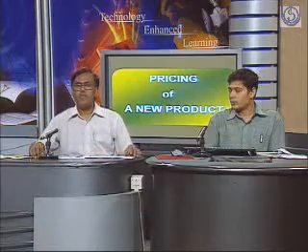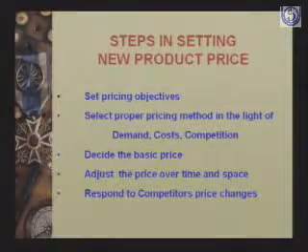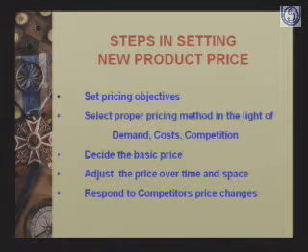So, as I have said, there are the basic 3 stages in price setting, and this can be divided precisely into 5 major steps in setting a new product price. One is set the pricing objective. So the company has to decide what is the basic objective in your price formation. Is it profit orientation? Is it sales orientation? Do you want to face the competition? What is your basic objective in deciding about the price?